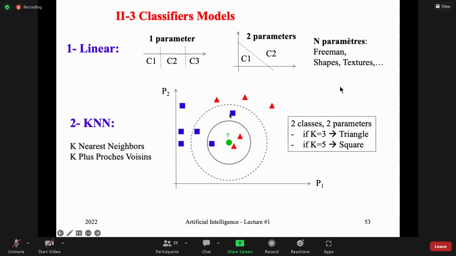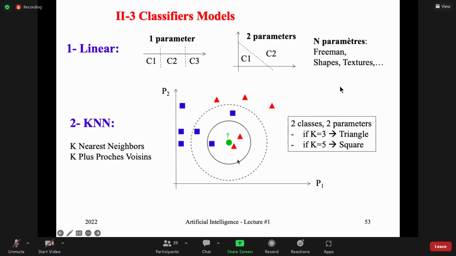So it means that in the parameter space, for the blue shape here, we see the squares. We can find this one, this one, this one, and they are always in the same category.